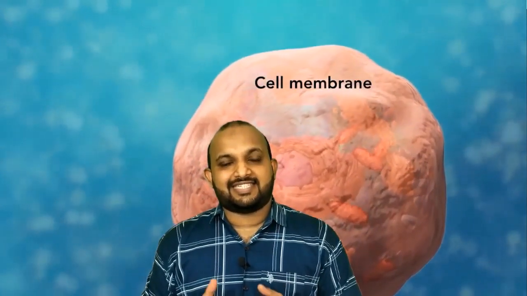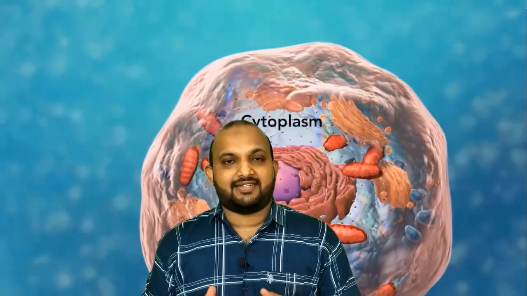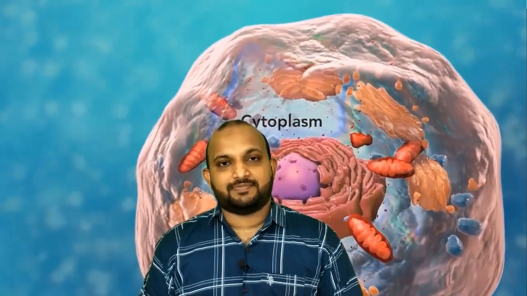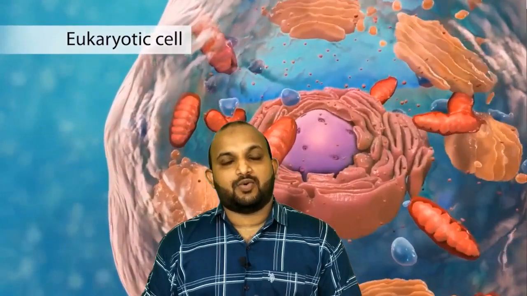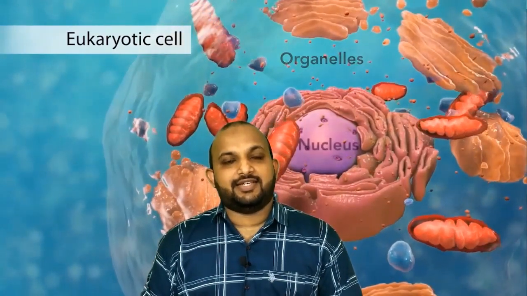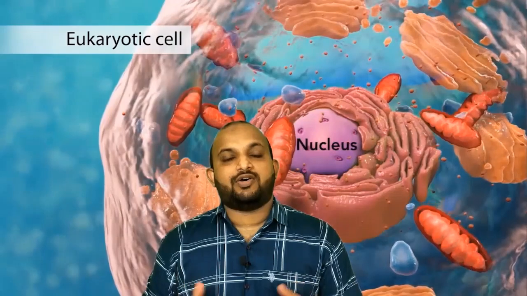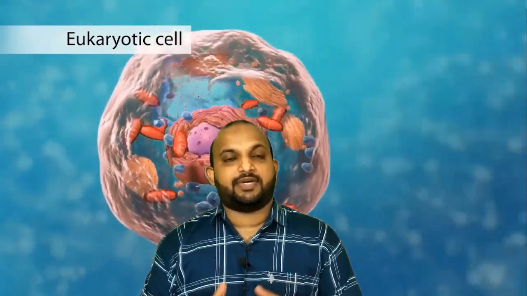In the 1660s, there was a man named Robert Hooke. He lived in Britain and he was a scientist. He was the first person who observed the cell. One day, he took a bark of an old oak tree and observed it under a microscope.